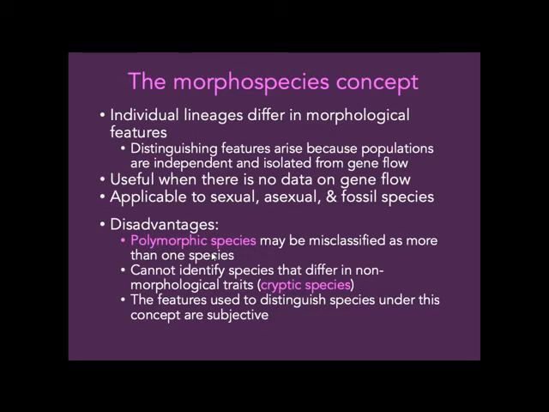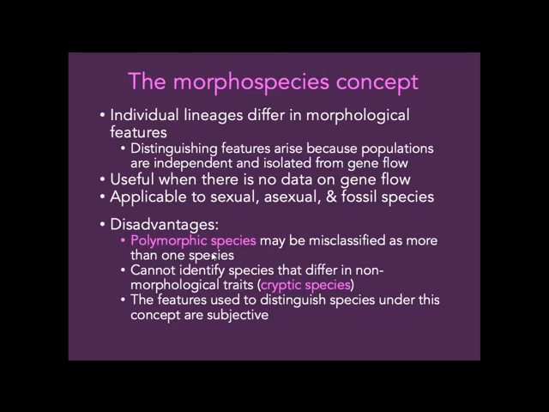Yeah. So polymorphic species might be misclassified as more than one species, right? So some species have really diverse color patterns or maybe very different in size within the same species. And if you're not careful, you might accidentally categorize it as more than one species, even though the members of that species would mate with each other and there's no lack of gene flow.